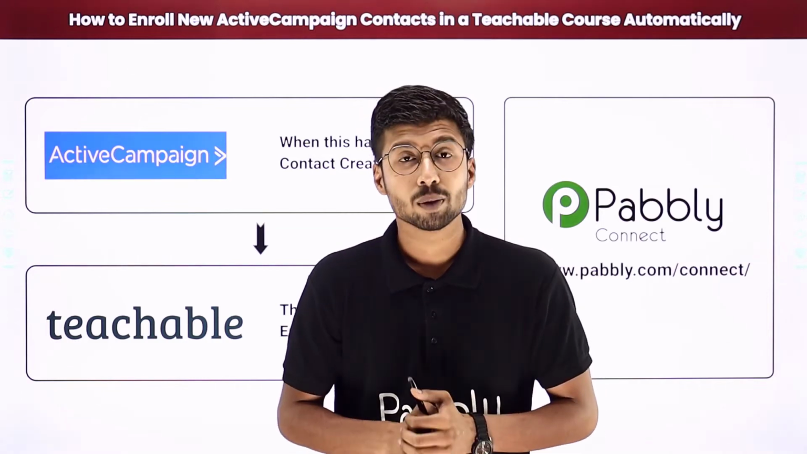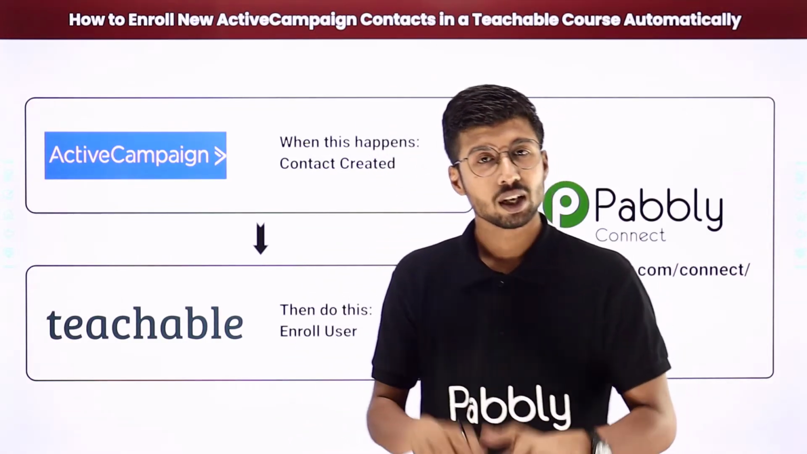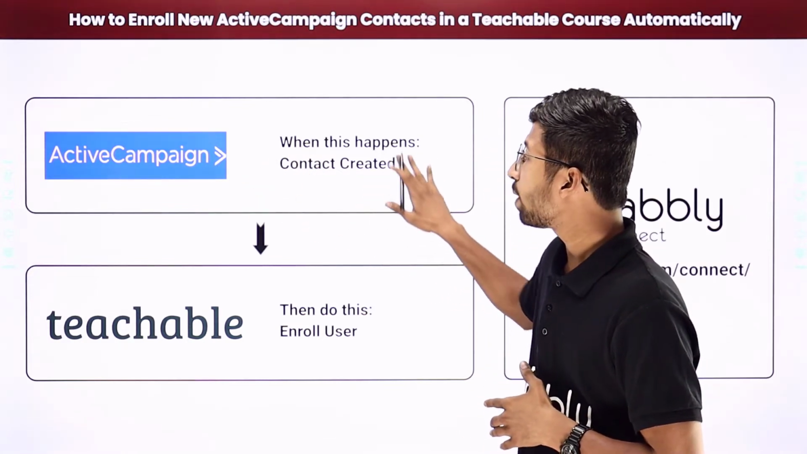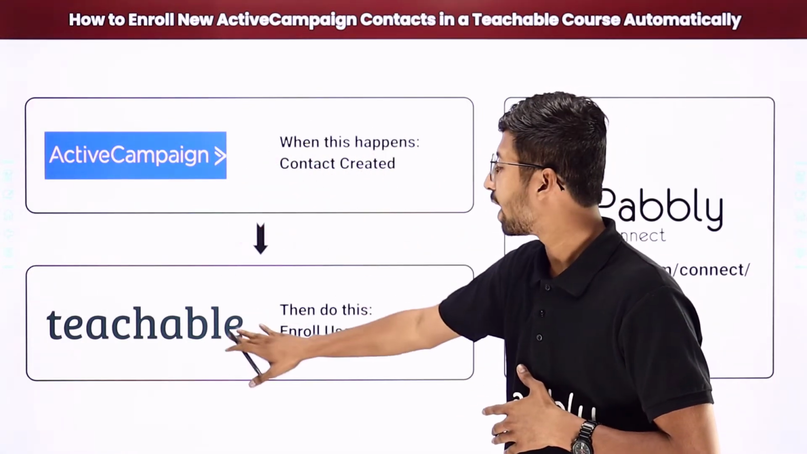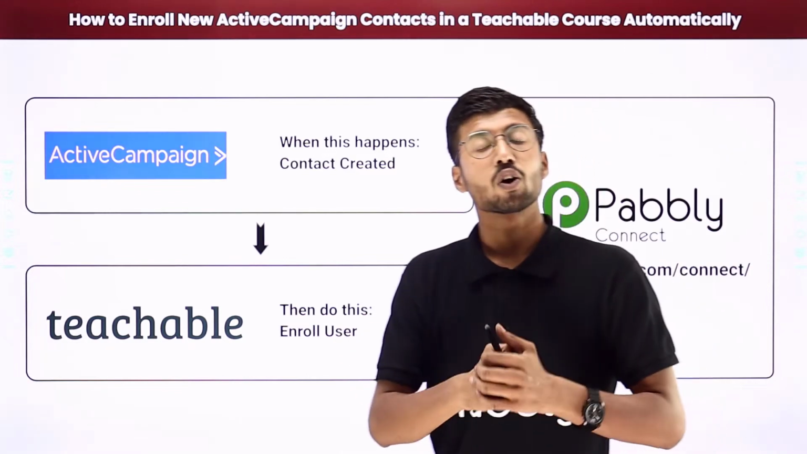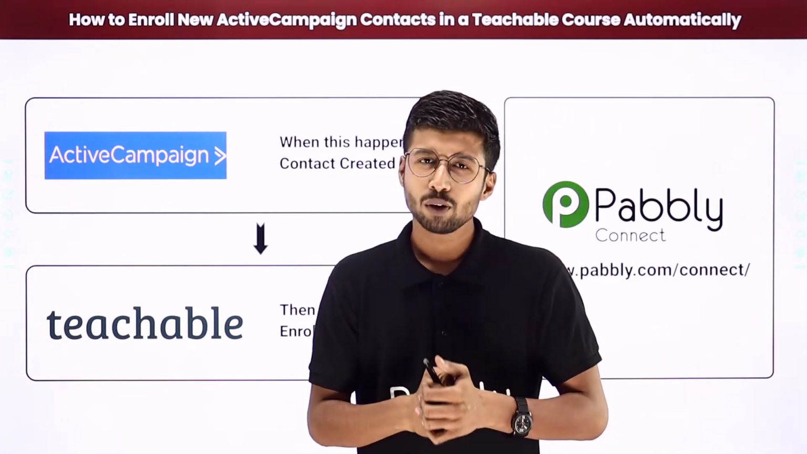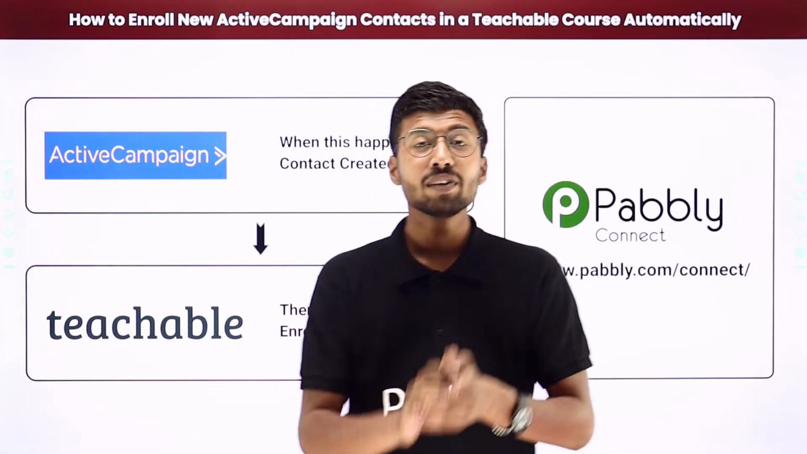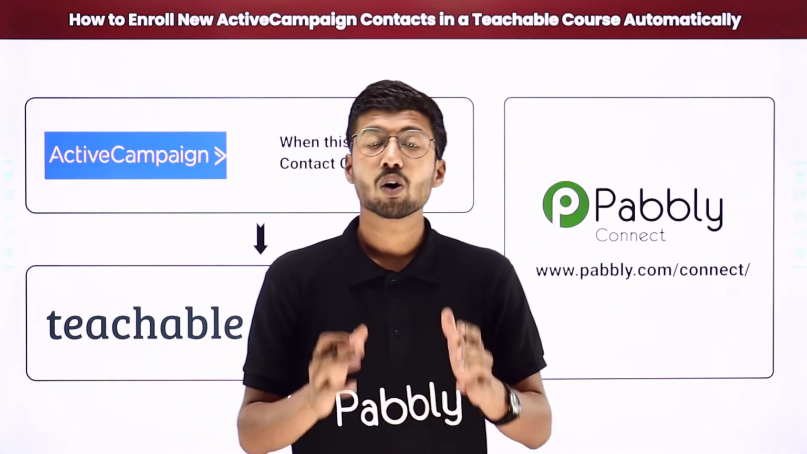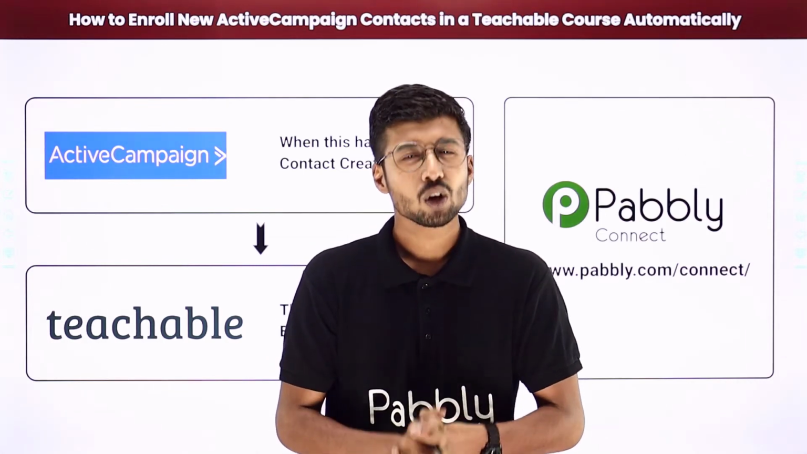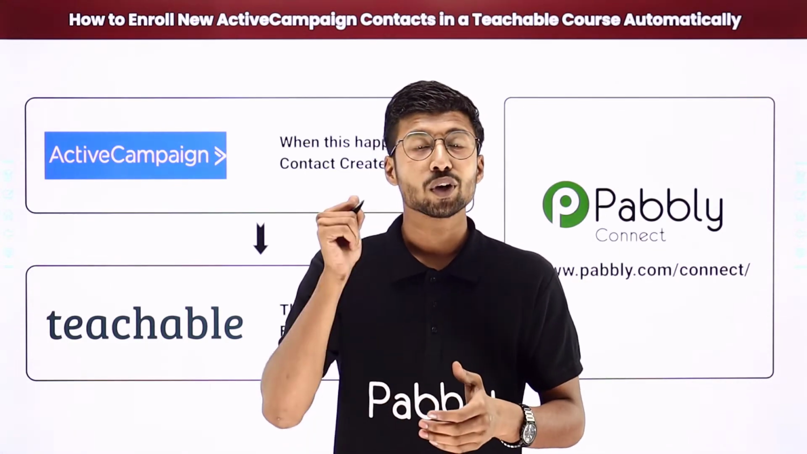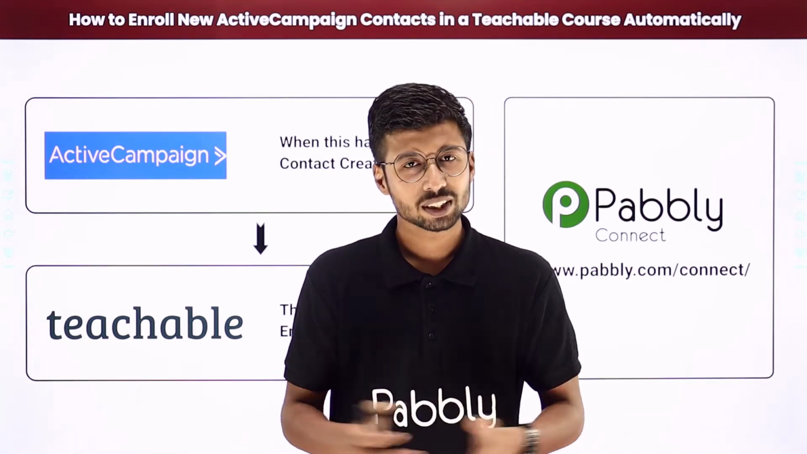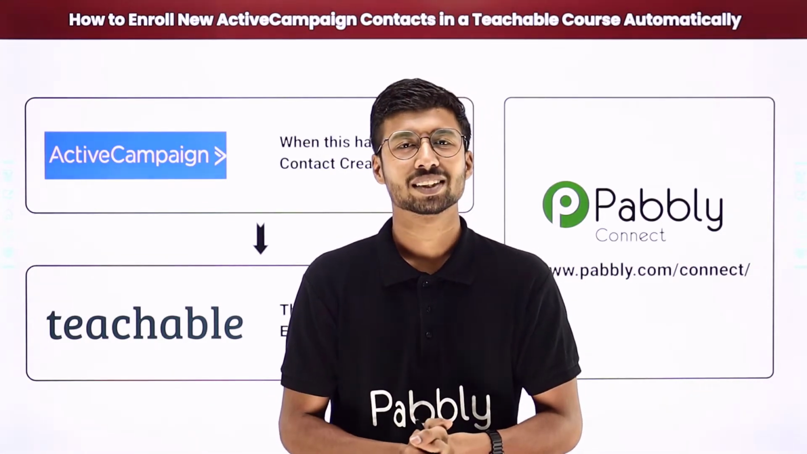So to solve this problem, I came up with an awesome automation by which whenever we create a new ActiveCampaign contact, that very same person will automatically be enrolled in our Teachable course as a user or as a student, should I say. Now you must be thinking how we are going to do this. To make this happen, we will be using Pabbly Connect, which is an automation and integration software. Now what is the actual step-by-step guide to create this automation and how can you set it up by yourself? To know this, you have to come with me to my screen.